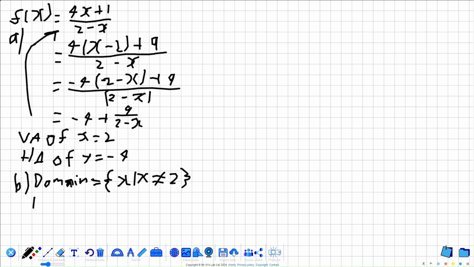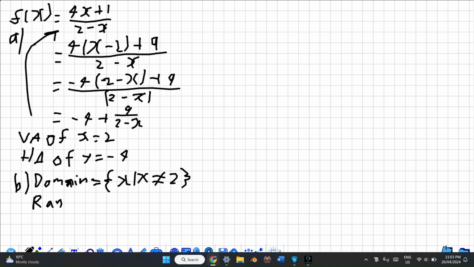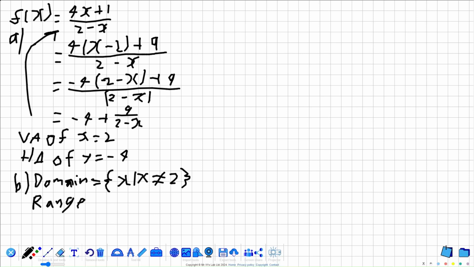And then range is very similar, where brackets y where y doesn't equal -4. Pretty simple.